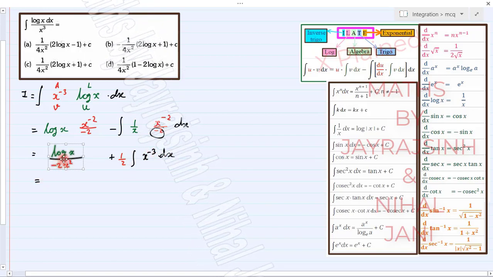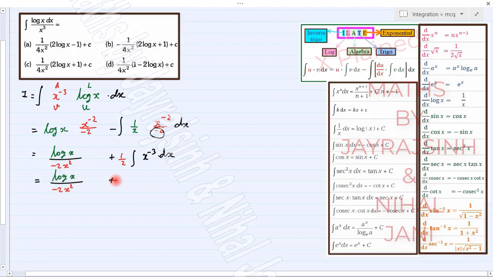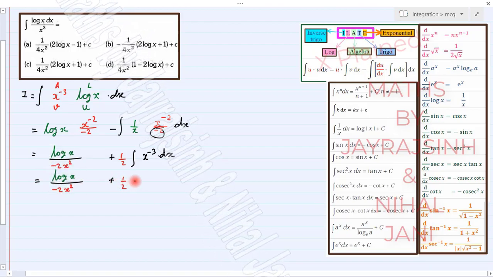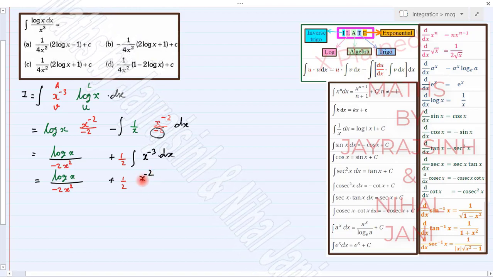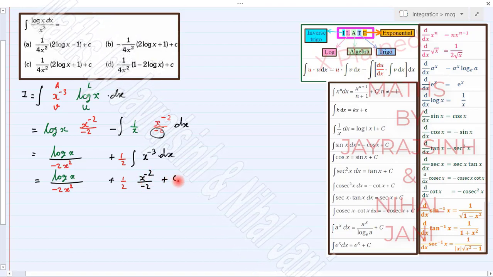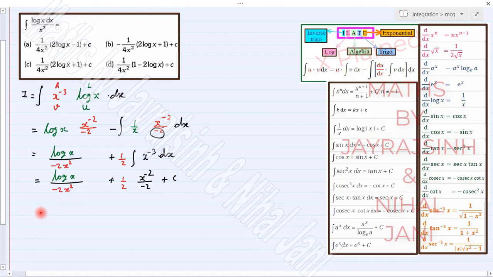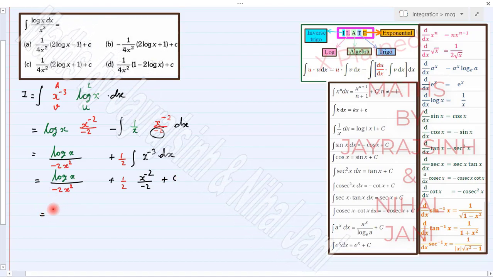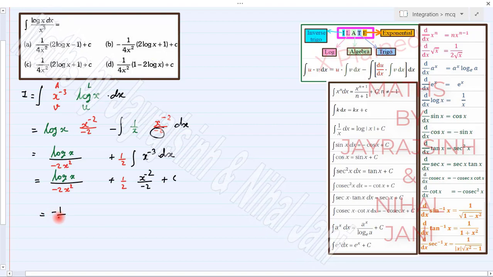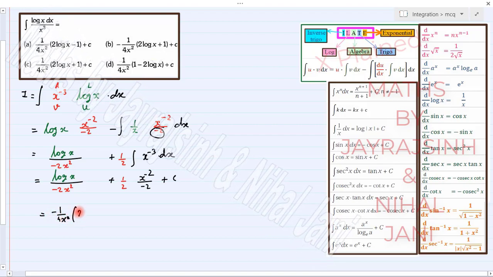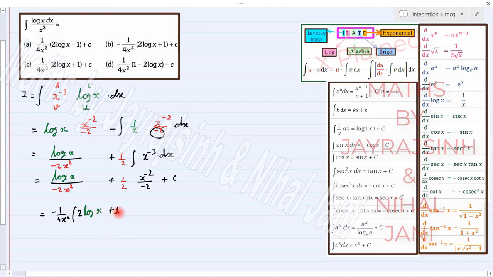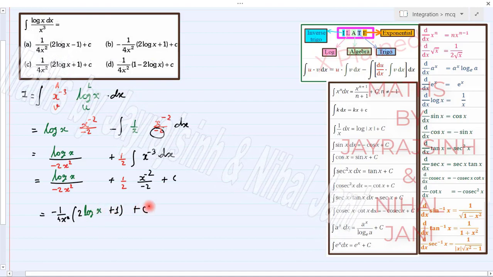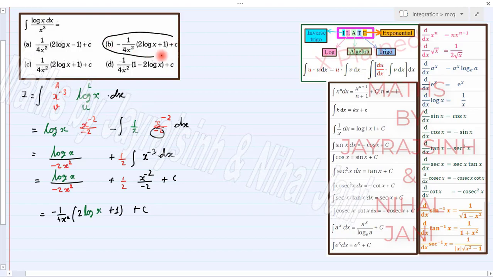So here your first term will be as it is, plus 1 by 2, integration of x raised to minus 3 will be x raised to minus 2 upon minus 2 plus c. Or for more simplification, we will get minus 1 upon 4x square into log x plus 1 plus c, which is given in option B.